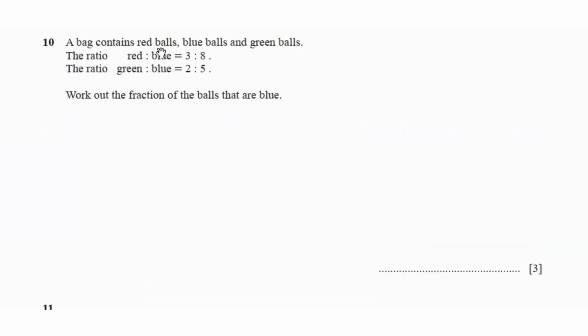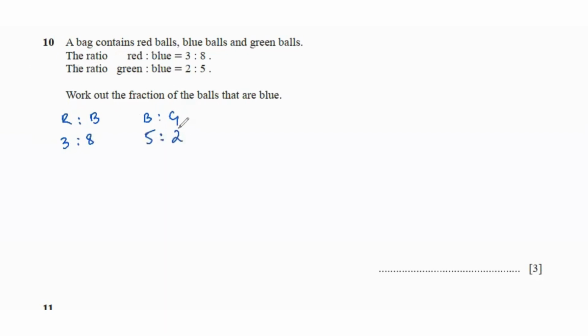The next question: a bag contains red balls, blue balls, and green balls. The ratio red is to blue is 3:8, and the ratio green is to blue is 2:5. Work out the fraction of the balls that are blue. So in this question, we have red to blue and blue to green. I'm just going to flip this. So red to blue is 3:8 and blue to green would be 5:2.